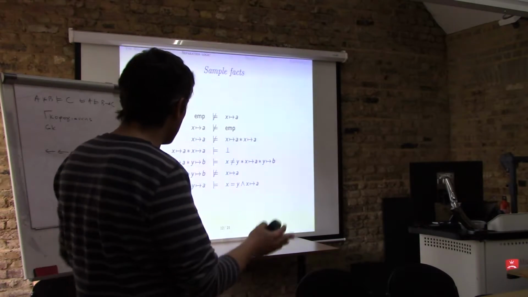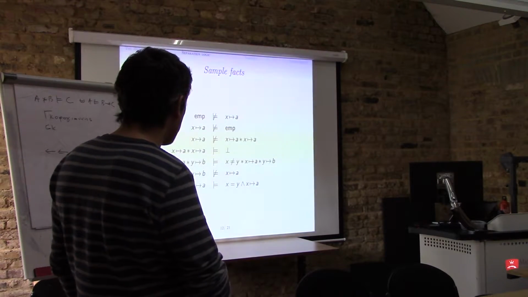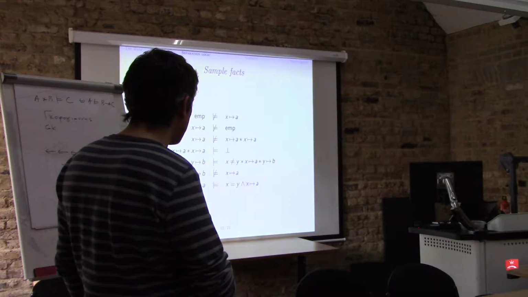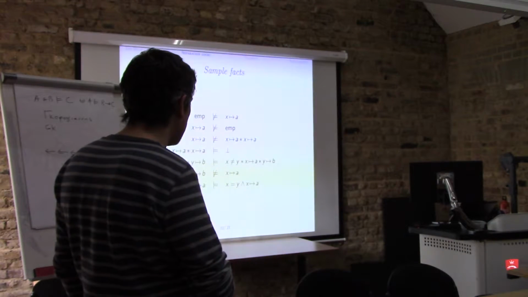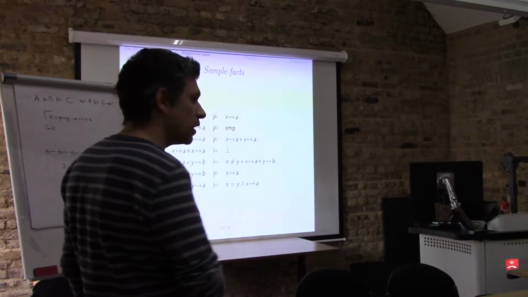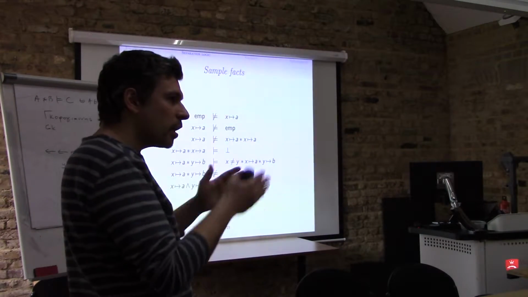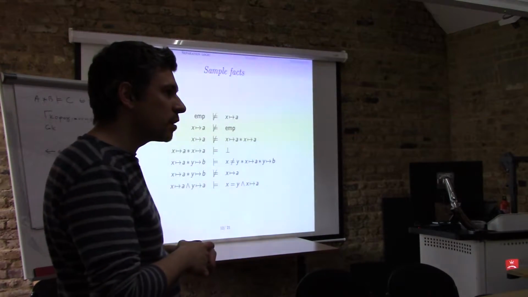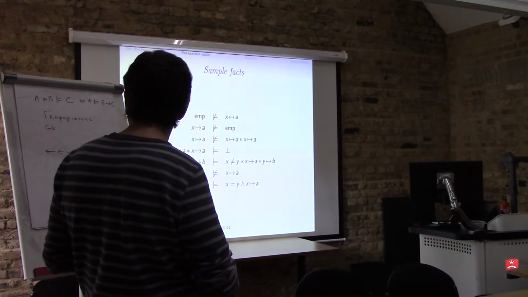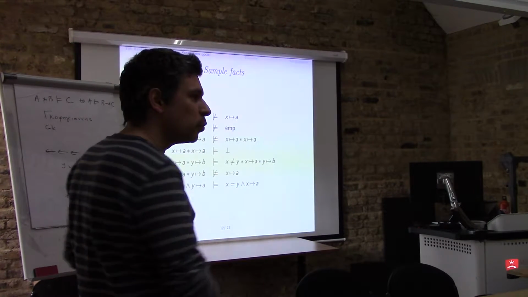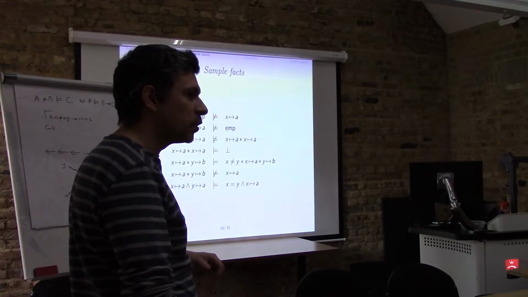Note that you're not doing splitting. A cell at address X that points to a cell at address Y pointing to A, okay? But you're talking about the same heap in both cases, right? So this can only ever happen if X is equal to Y, okay?